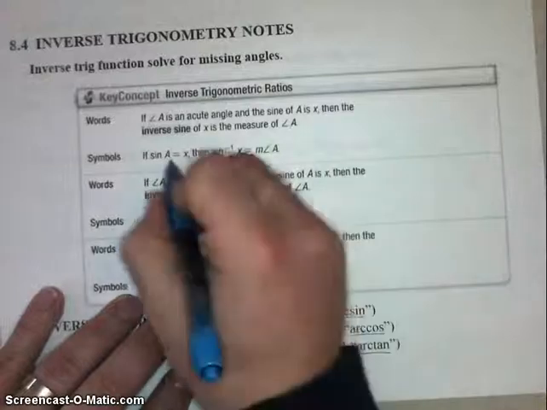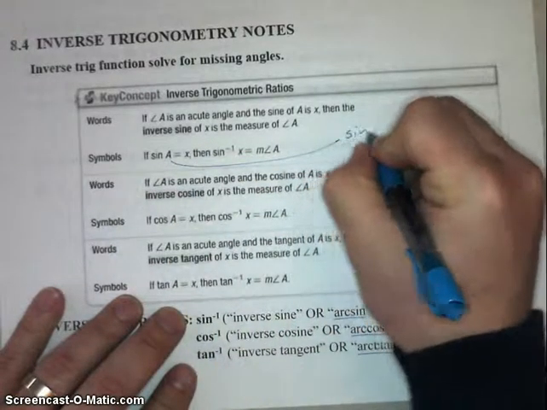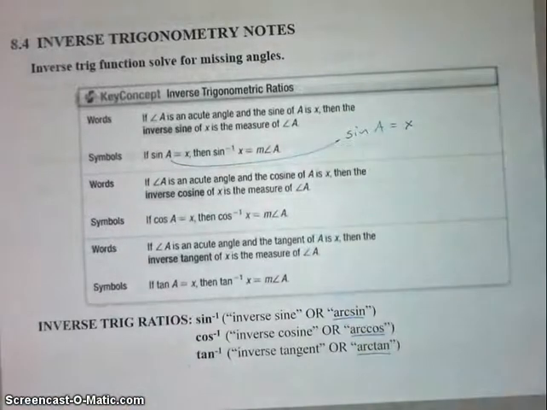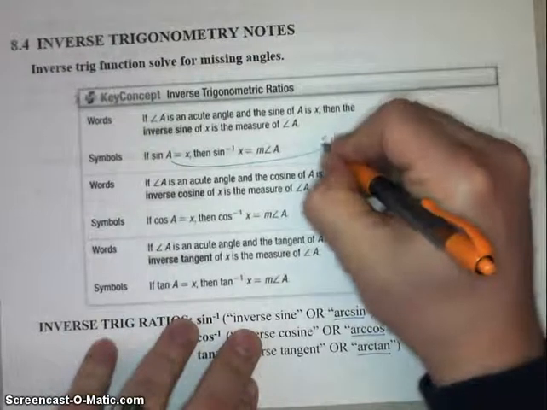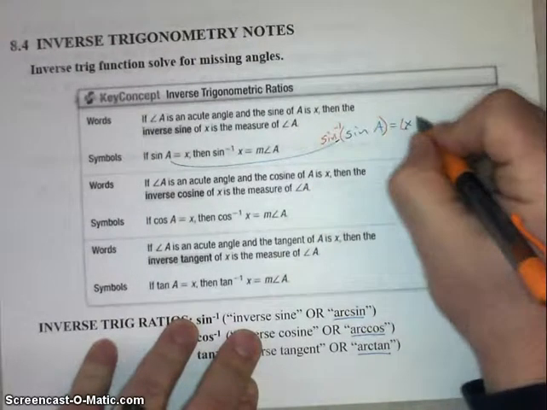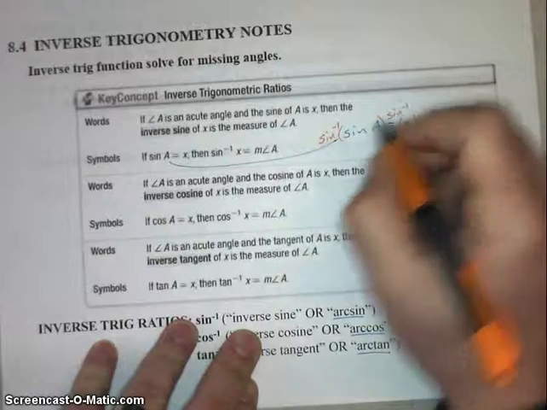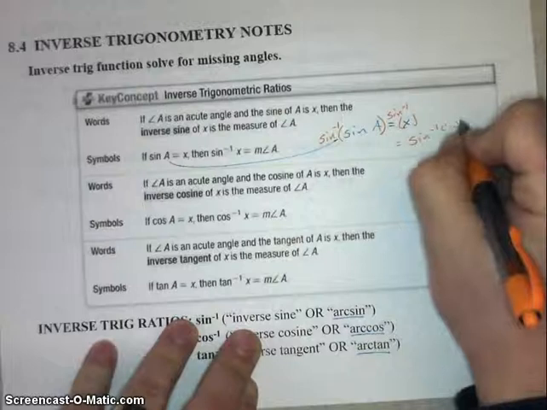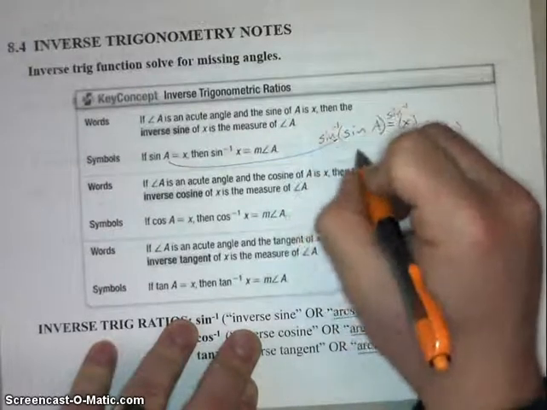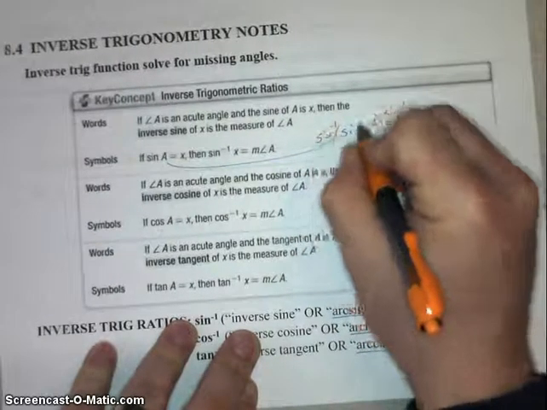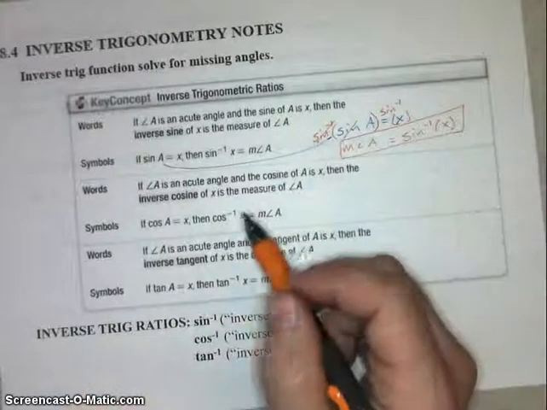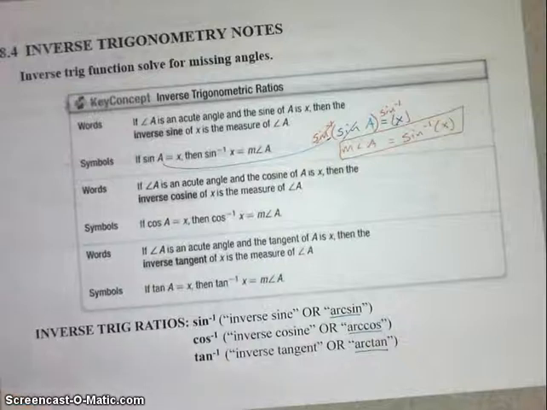Okay, and we get that this way. So let's say I had this. If I have sine of A equals x, what we actually end up doing is taking the inverse sine of both sides, or the arc sine, okay? So this side is now inverse sine of x, of that ratio, equals the measure of angle A, because inverse sine cancels out sine. These are just inverse operations, they cancel each other out. And the same could be done for cosine and tangent.